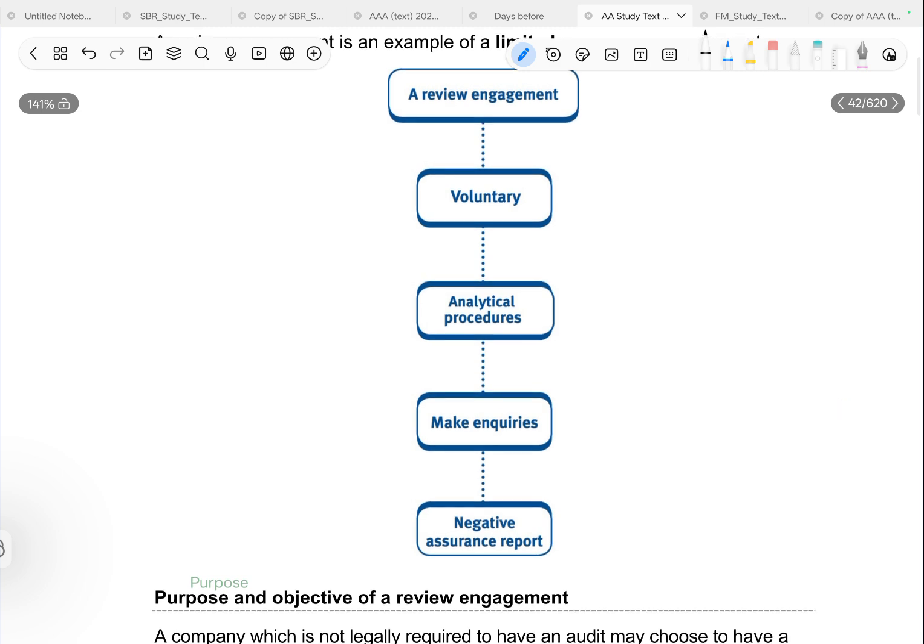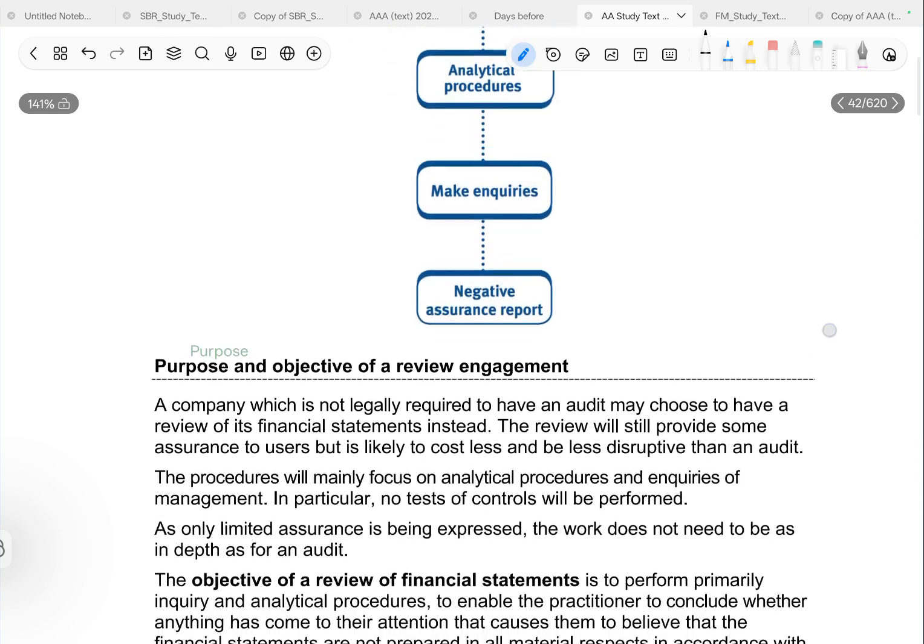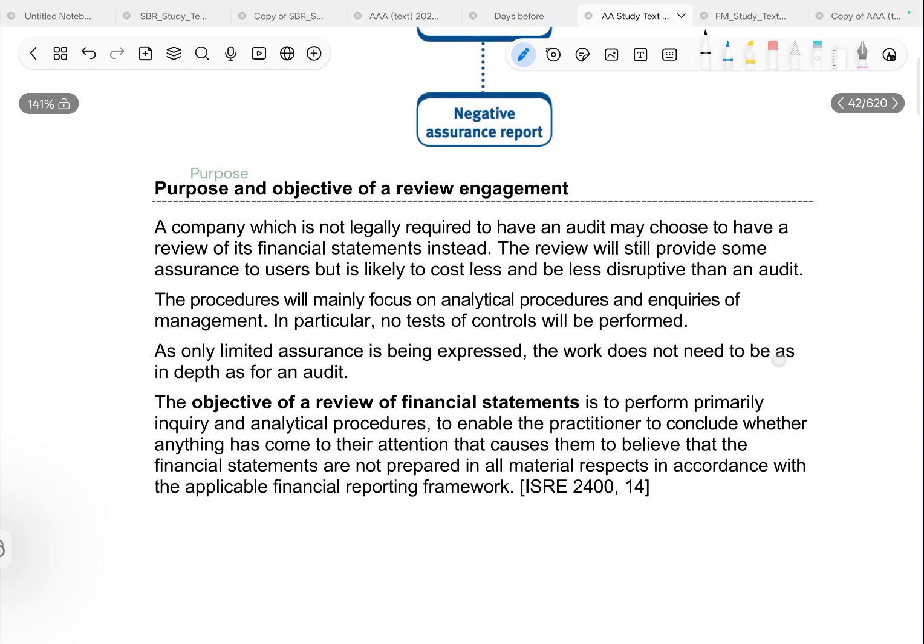Yes. So now let's talk about review engagements. Imagine you own a small or medium-sized company. Legally your company does not require a full audit, but you still want some level of credibility for your financial statements, maybe for banks, investors and partners. So instead of a full audit, the company may choose to have a review of its financial statements. A review engagement provides some assurance to users, but it is less expensive and less time consuming than an audit. So the assurance is lower than an audit, but it still gives users some confidence in the financial statements.